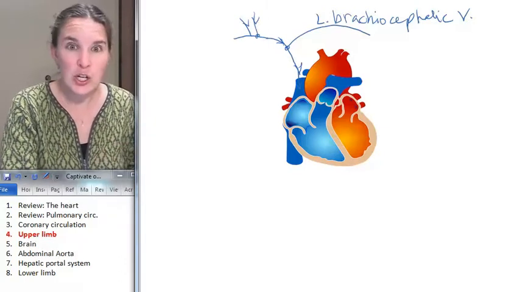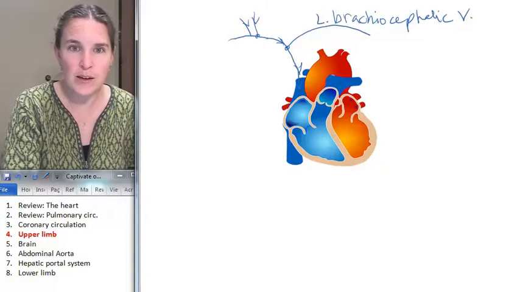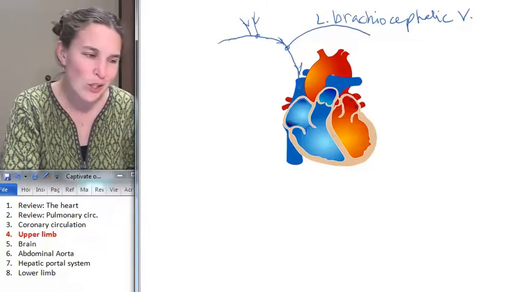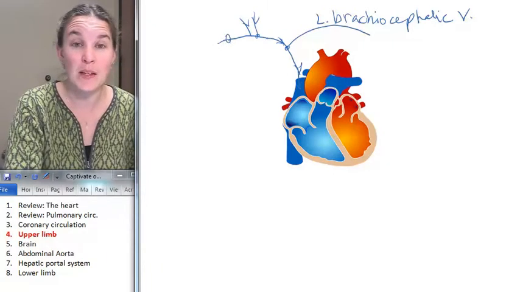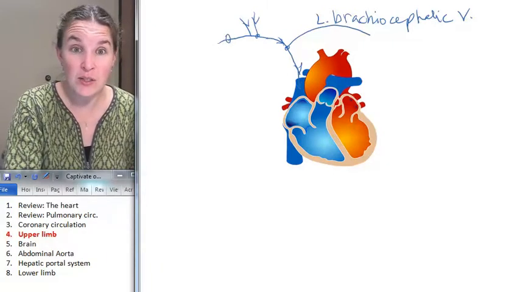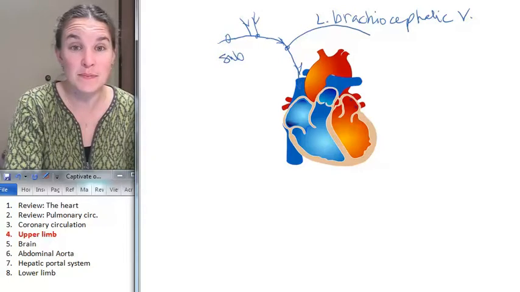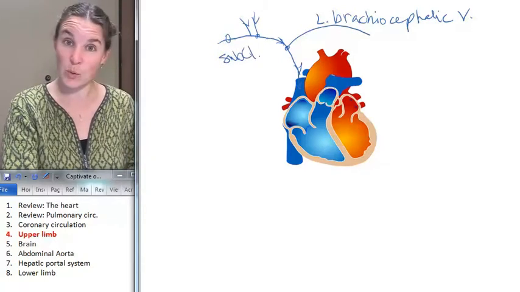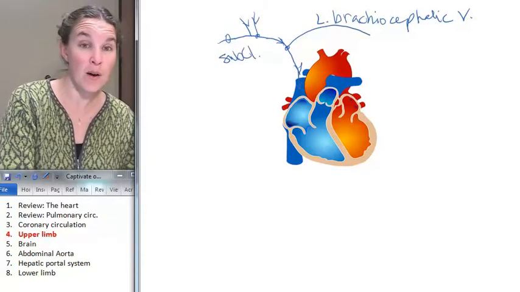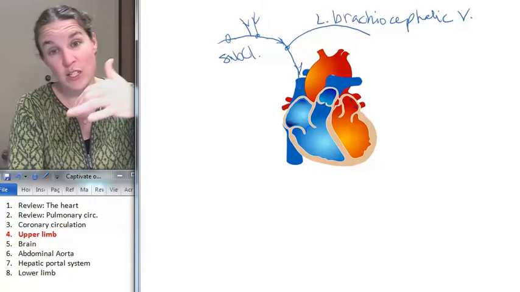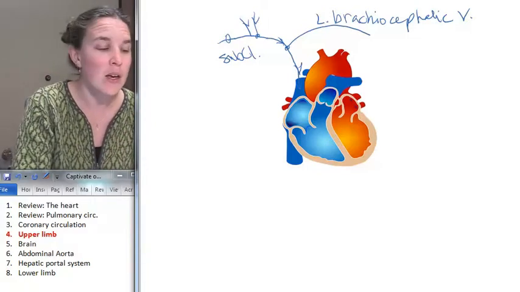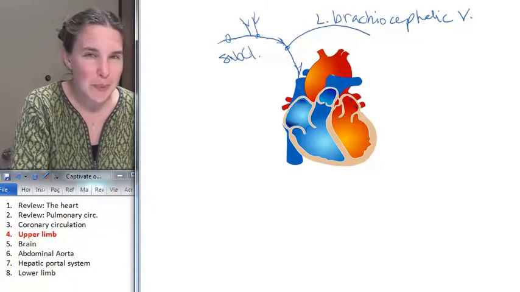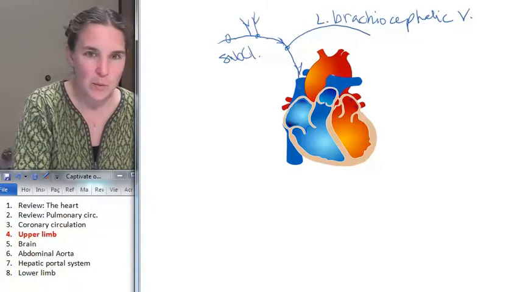Brachiocephalic turns into, who do you think? And what's the marker? I don't know. But at this point, brachiocephalic is now subclavian. That's cool. So from the arm, subclavian flows into brachiocephalic, which flows into superior vena cava. What would you expect that subclavian would actually feed into?